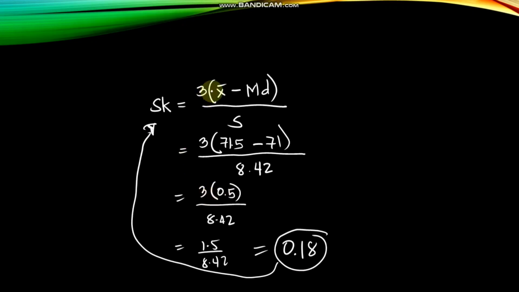Based on the result, our mean is 71.5 and our median is 71, so that is positively skewed, because the mean has a higher value than the median. Okay, that's all for today and good day everyone.